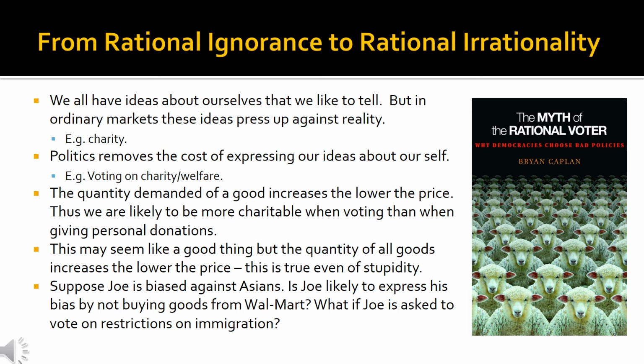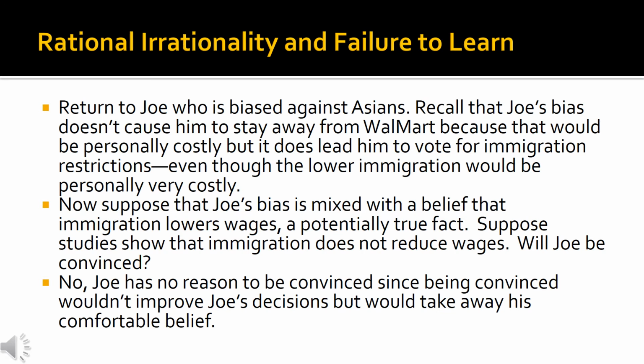So while this idea that voting lowers the cost of these things, because it's spread out across so many other people, we think it's good, it also lets us do a lot of bad things more than we would in our own personal lives, because the cost of voting for something is much lower than the cost of doing it in our own lives. So let's continue with this example of Joe, who's biased against Asians. So his bias doesn't cause him to stay away from Walmart. Remember, because that'll be personally costly for him, making this decision in the market.